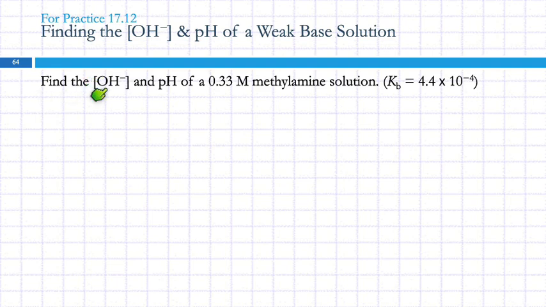Let's do another one. Find the hydroxide concentration and pH of 0.33 methylamine solution. And here's the Kb. Is this a strong base? No. It's not something hydroxide, right? It's some other name. And the amine in here should be our clue that it's a base. Do we need to know the formula for the methylamine? No, we don't. We just need to know that it's a base.